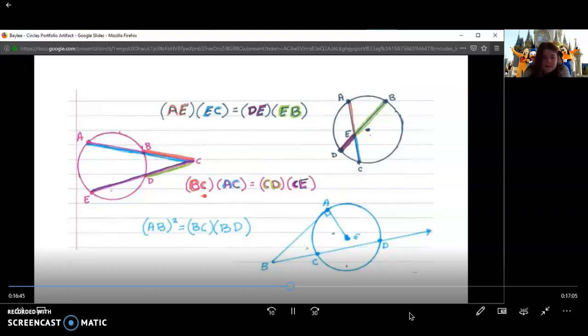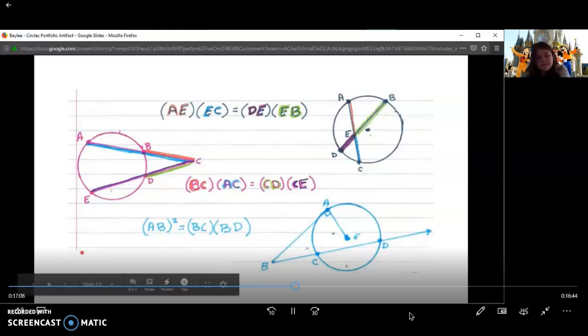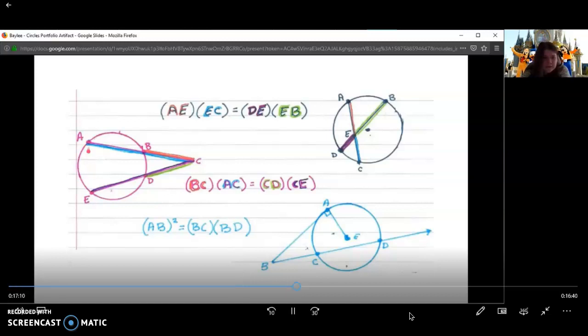And in the next example, if you take this part, BC, and you multiply it by the length of this whole entire thing, AC, it's going to be the same as on the other side, where if you multiply CD by EC, the whole entire thing, it's going to be the exact same. And that is because you have these measurements here, and they're intersecting at the exact same point. So that's why they're going to be equal to each other.